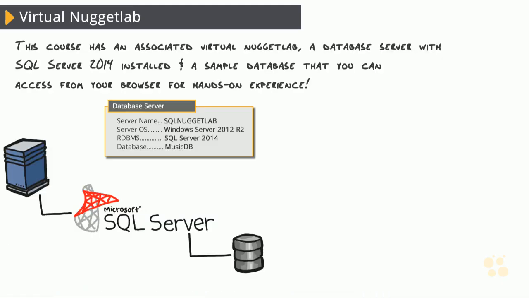This course has an associated virtual Nugget Lab, which means you don't need your own database server and database software to learn SQL. We want you to be able to just jump right in and start writing queries and learning SQL without having to worry about your own environment. So this virtual Nugget Lab has one machine. Our database server here's name is SQL Nugget Lab. It has Windows Server 2012 R2 installed. We'll be using SQL Server 2014 as our RDBMS, and we're going to be building together a database that's known as MusicDB.